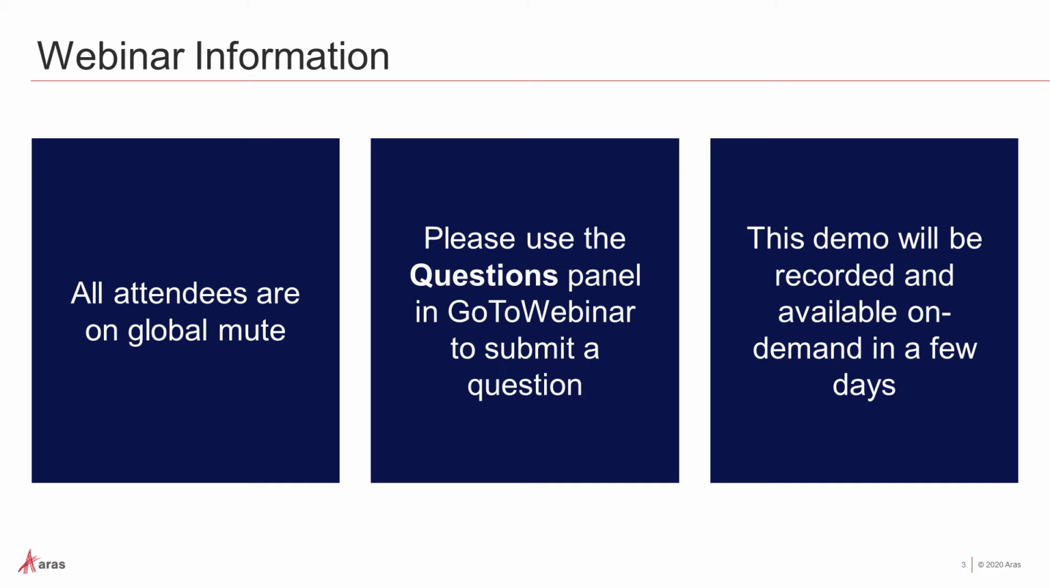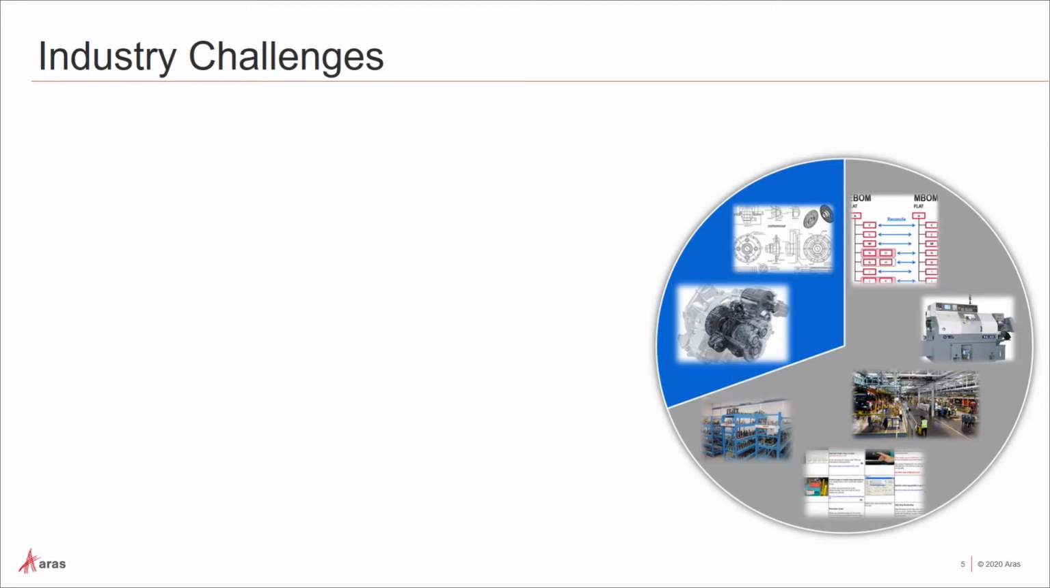We have on the line today Craig Curry, Product Manager here at Aras. Craig, take it away. Thank you. My name is Craig Curry, as mentioned, and I am the Product Manager for Manufacturing Process Planning, which is the capability that we'll talk about today.